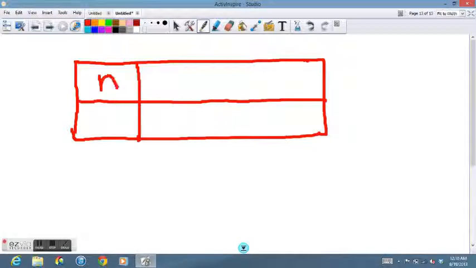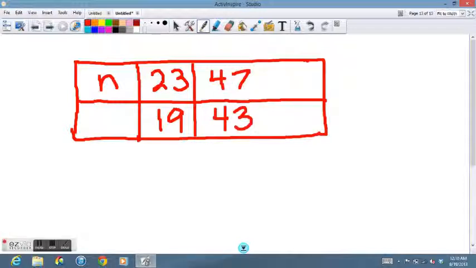Alright, so let's say that I have n here, and I have 23, and I have 19, right? And I have 47 and 43, and I have 56 and 52. Alright, and I want to come up with what goes in this box right here. So I'm coming up with basically the rule.